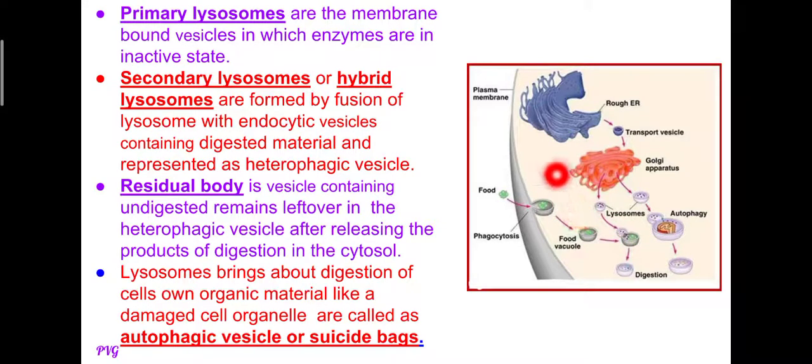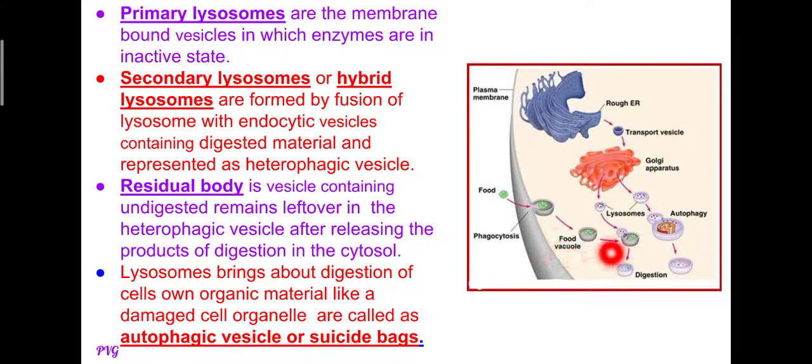Thus, see in the diagram, it is another diagram with functions performed by the lysosome, that is polymorphic in nature or the polymorphism phenomenon. This is the plasma membrane, food enters through the plasma membrane, then it forms phagocytosis. The food gets digested. Digestion of food material takes place and the remnant remains. Thus, see the residual body. It is a vesicle containing undigested remains left over in the heterophagic vesicles after releasing the products of digestion in the cytosol.